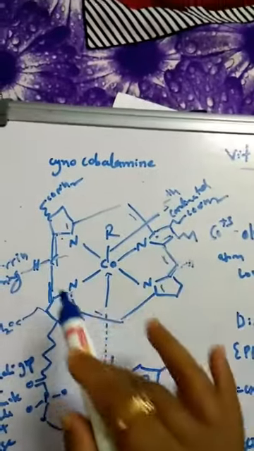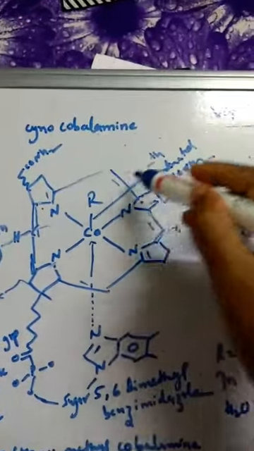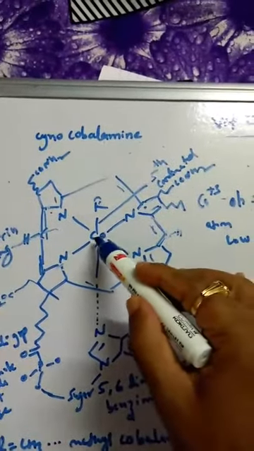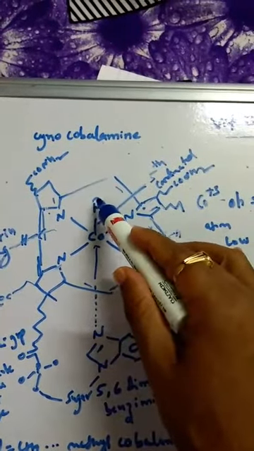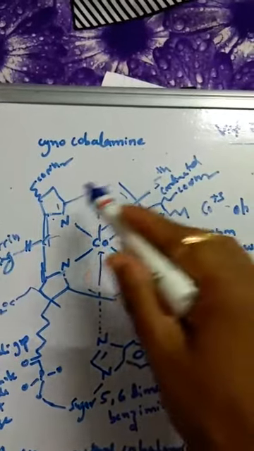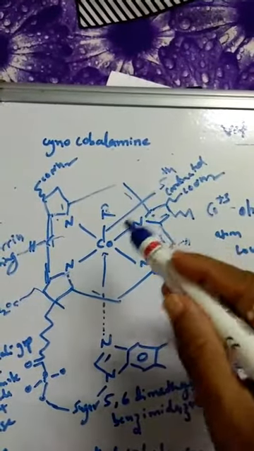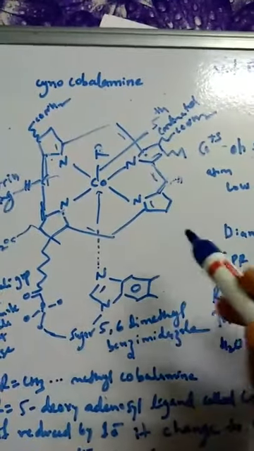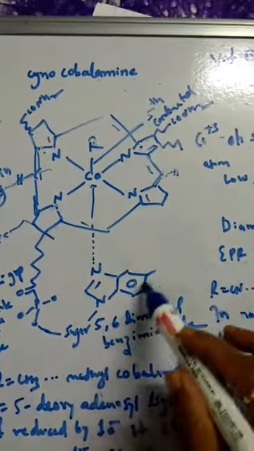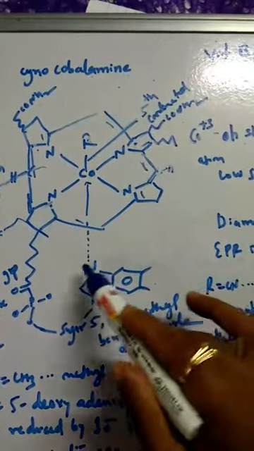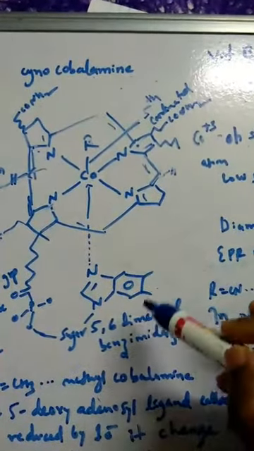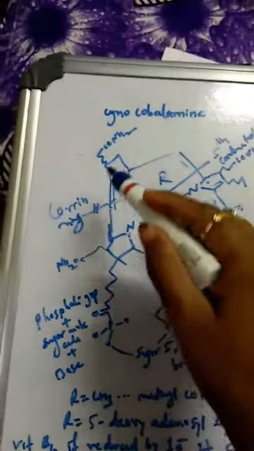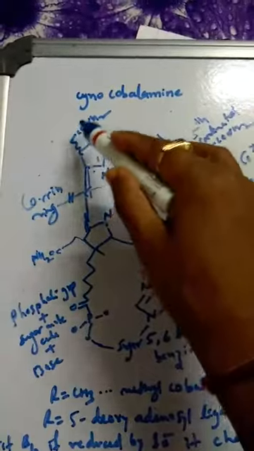The rest is the same: the same pyrrole rings are there, and the fifth position is coordinated by R here. So that is why it is the first organometallic compound in the biological system, where the metal is attached to a carbon. The sixth position is coordinated with 5,6-dimethylbenzimidazole, and this becomes a coenzyme. When it is attached with this, we call it vitamin B12 coenzyme, and this is a corrin ring, and a CONH2 group is attached here.